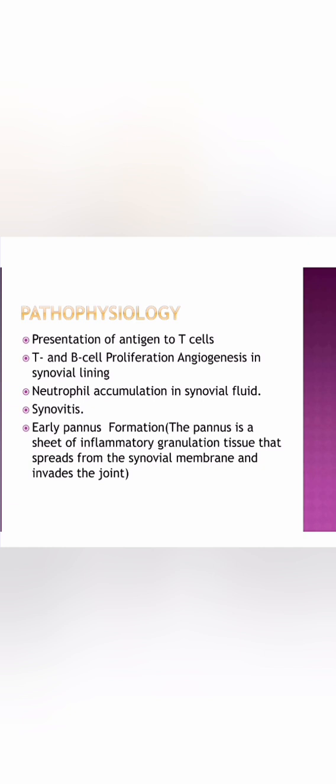I would like to say what is meant by pannus. Pannus is a sheet of inflammatory granulation tissue that spreads from the synovial membrane and invades the joint. So in pannus formation, highly vascular granulation tissue forms within the joint. It evenly covers the entire surface of the articular cartilage.